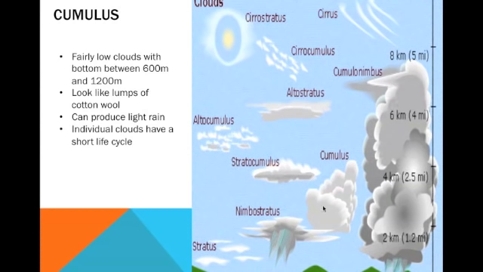Then you've got the cumulus. They're fairly low clouds with bottoms between 600 meters and 1,200 meters. They look like lumps of cotton wool, and they can produce light rain. And individual clouds have a short life cycle.